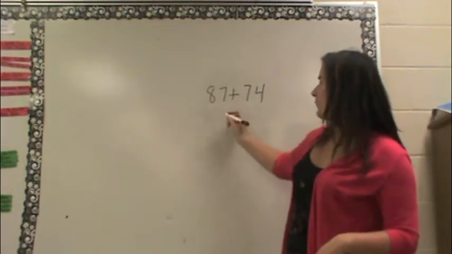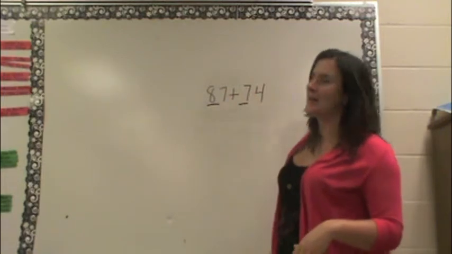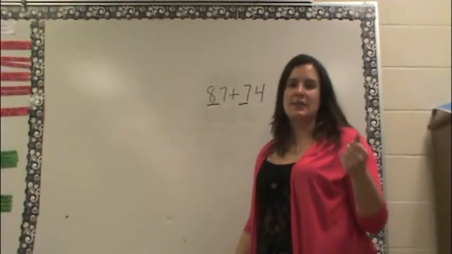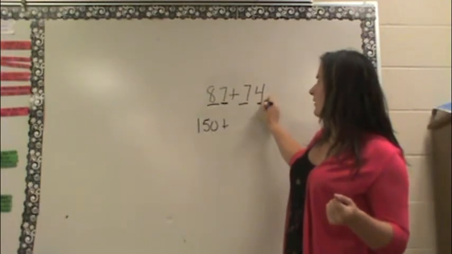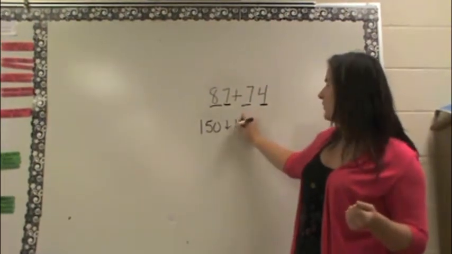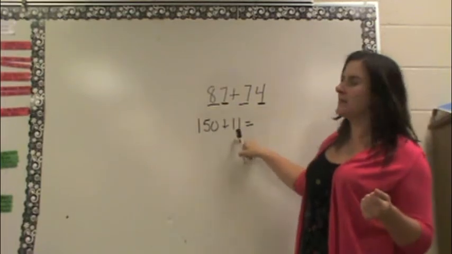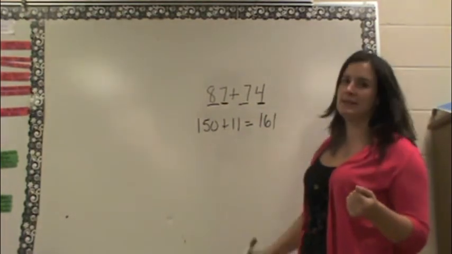So here again, I would do 8 tens, 7 tens for my 15 tens or 150. And I look at my 7 ones, 4 ones for my 11 ones. When I add those two parts together, I get 161.